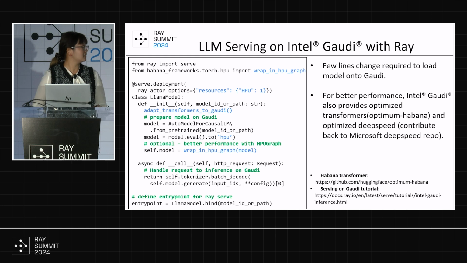And then let's look at this example, which is LLM serving on Intel Gaudi with Ray. The process is very similar, and you can do the serving for an LLM model or a regular deep learning model. Firstly, you need to adapt transformers to Gaudi. Secondly, assign the model to HPU, just as you would assign the model to CUDA. And then wrap the model in HPU graph. The first and the third steps are optional. Only the second step is necessary. But the first and third steps will help you to improve the inference performance.